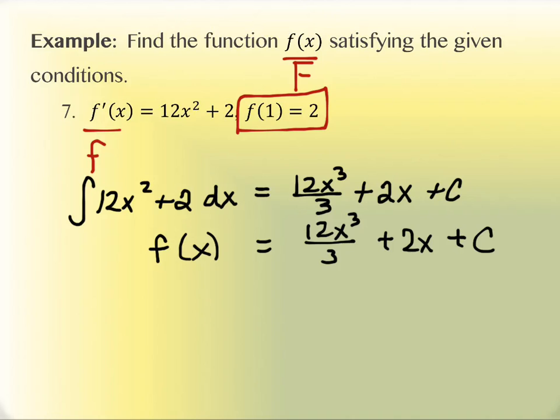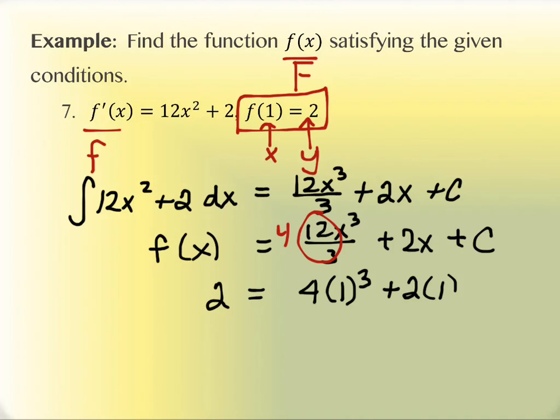How? Yes, by plugging in 1 and 2 for x and y respectively. So from up here, I know that x is 1 and f of x or y is 2. So I've got 2 on the left equals 12 times 1 cubed. Actually, we could simplify the 12 over 3, couldn't we? All right, 4 times 1 cubed. That's 4. And then plus 2 times 1 plus c.